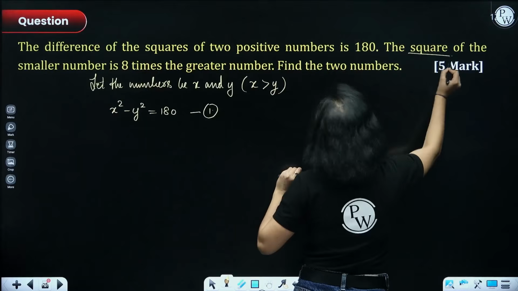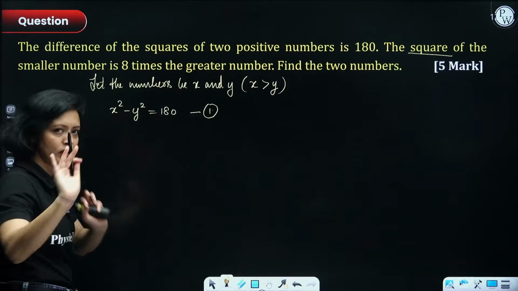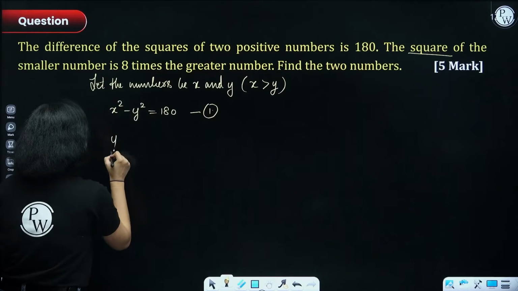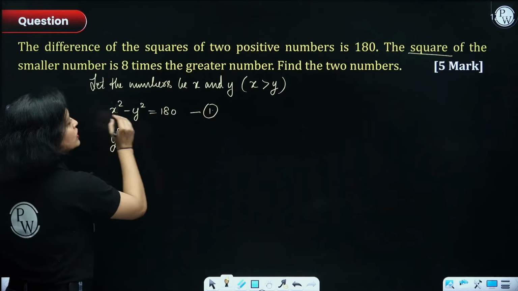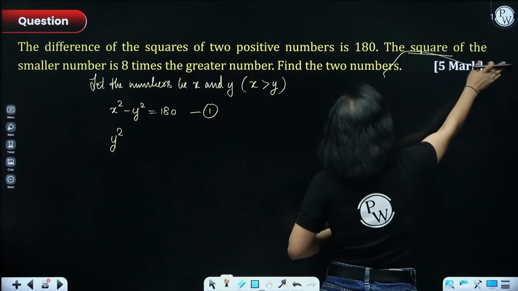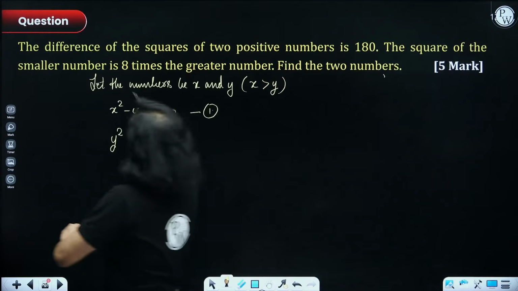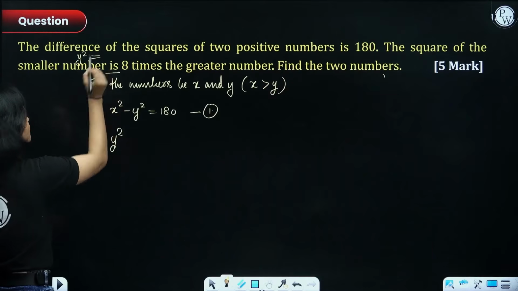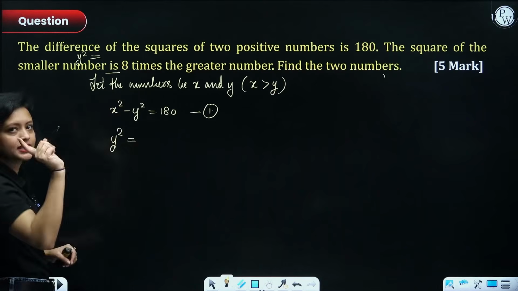The square of the smaller number. Let's wait. Square of the smaller number. What is square of the smaller number? Y is the smaller number. It's a square. So they are talking about y square. Okay. So square of the smaller number, guys, they are talking about y square. Okay. Is equals to.